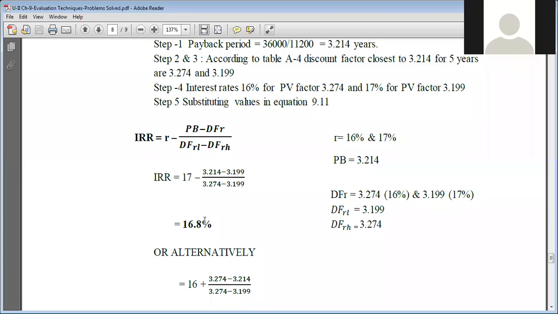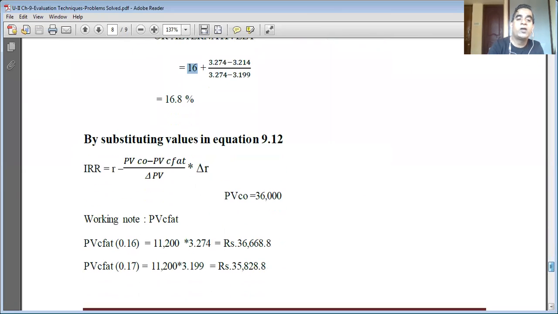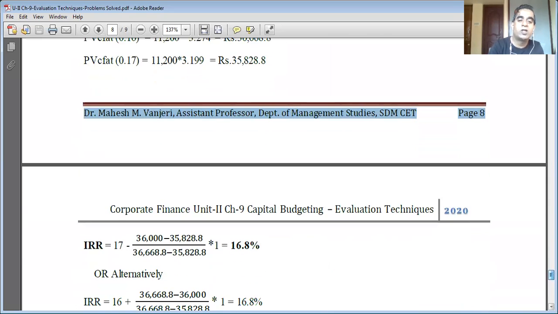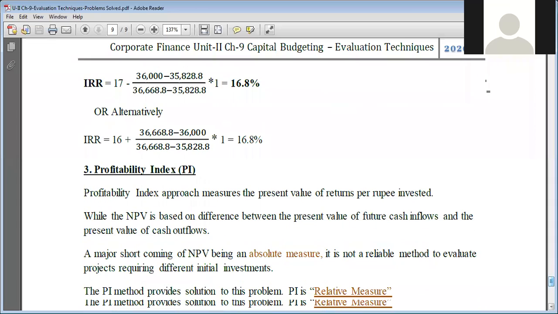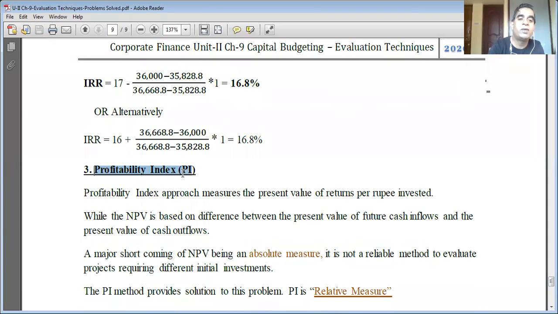But it is not the case here. It is not given in the problem. Alternatively, you can consider 16% interest also. I'm not going to consider that; you can do it on your own. And you can also use the second equation, that is equation 9.2. Fill in the values and you can arrive at the same answer. That also I'm not going to consider, so you can refer to that from the given solution. In the next class, I'm going to go ahead with the profitability index.